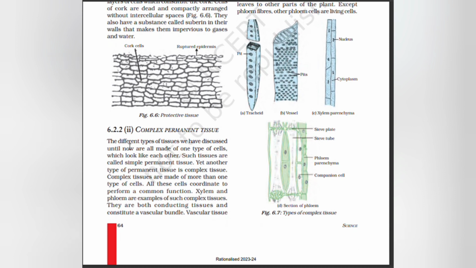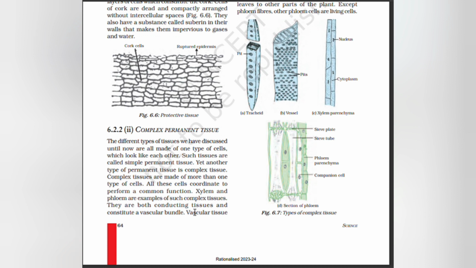Complex permanent tissue. The different types of tissue we have discussed until now are made up of one type of cells which look like each other. Such tissues are called simple permanent tissue. Yet another type of permanent tissue is complex tissue. Complex tissues are made up of more than one type of cells. All these cells coordinate to perform a common function.